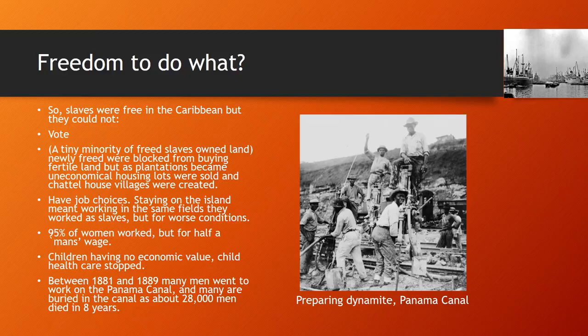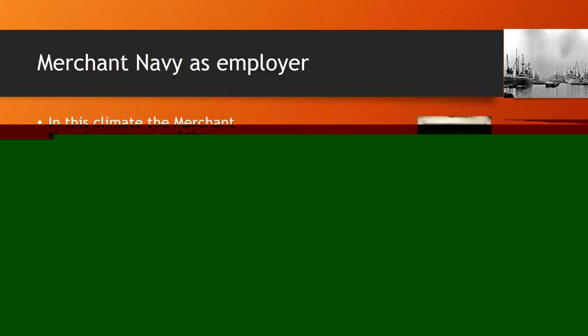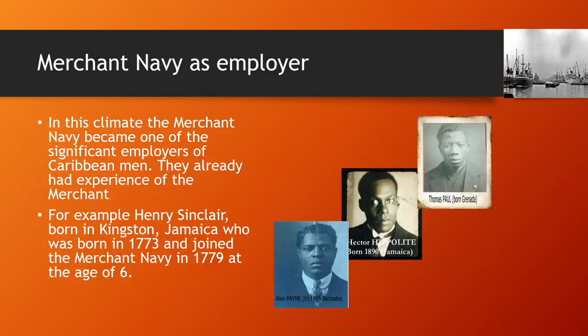For men, the choices were different. Basically, the choice was to stay on the island and work for the plantocracy, or leave the island. And there were only 2 real ways to leave the island. One, Panama Canal. And 28,000 men died in the Panama Canal in an 8-year period. The other way, of course, was the Merchant Navy. And the Merchant Navy became a significant employer of Caribbean men.